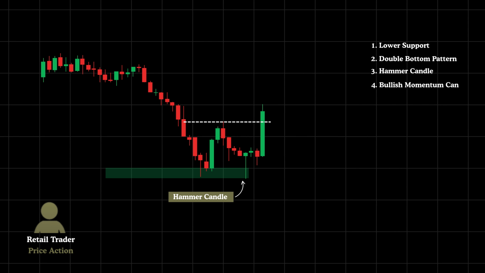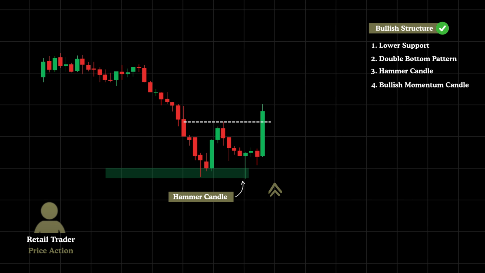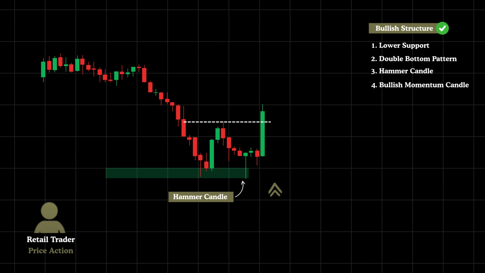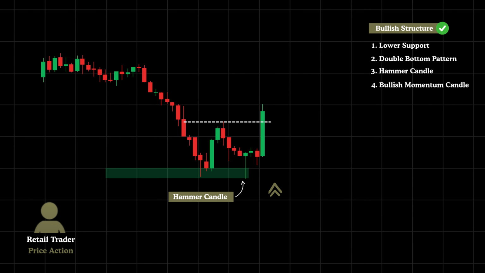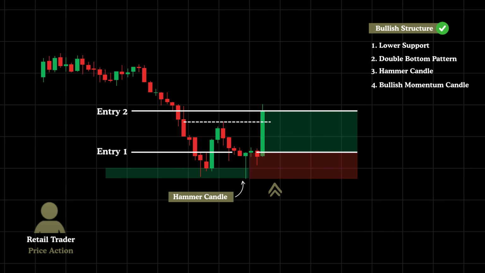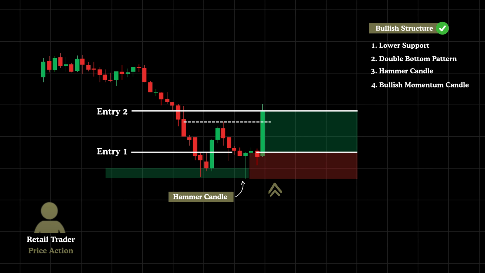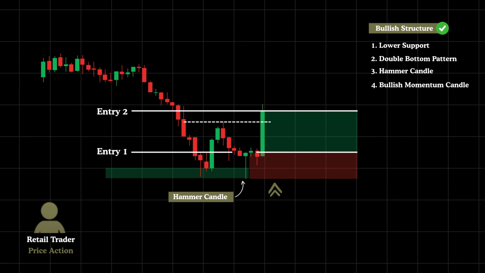Based on this, it appears to be a bullish market structure, suggesting that the price could rise further after bouncing from this level. After viewing this setup, many retail traders watching this video might feel confident about entering a long position, placing their stop loss just below the hammer and the green bullish candle. From a price action perspective, there seem to be four solid reasons to go long here.